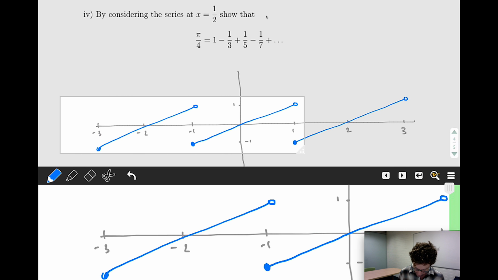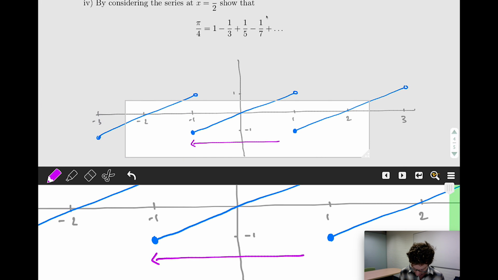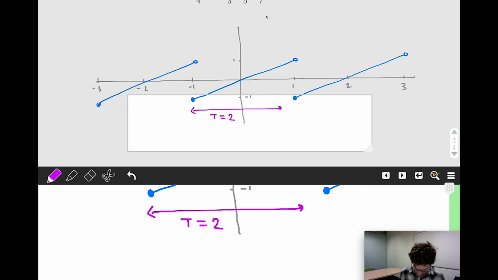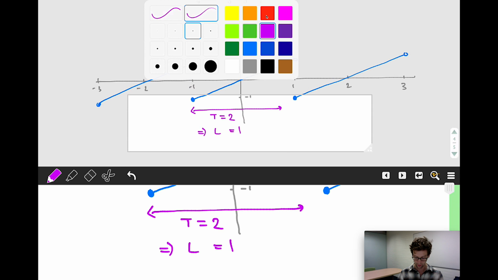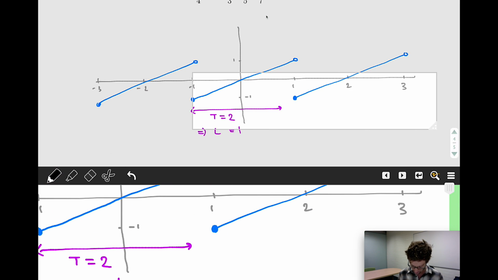So let's use our sketch here to identify the period of the function. We can see that the width of my basic tile here is 2. So the half period, which is just half of that, will be 1. And that's the L that's going to appear in our formulae for the coefficients. Let's also think about what the symmetry of this function is. Clearly, f of x here is an odd function, which allows us then to write the Fourier series as a Fourier sine series.